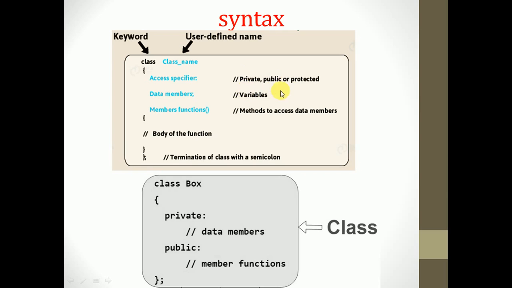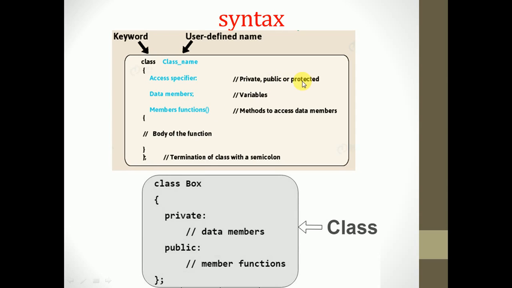Now what do I mean by public? An example is a park. A park is a public place. Similarly, anyone can view this particular data. Whatever is there under public can be viewed by anyone. So we normally use our member functions inside public.